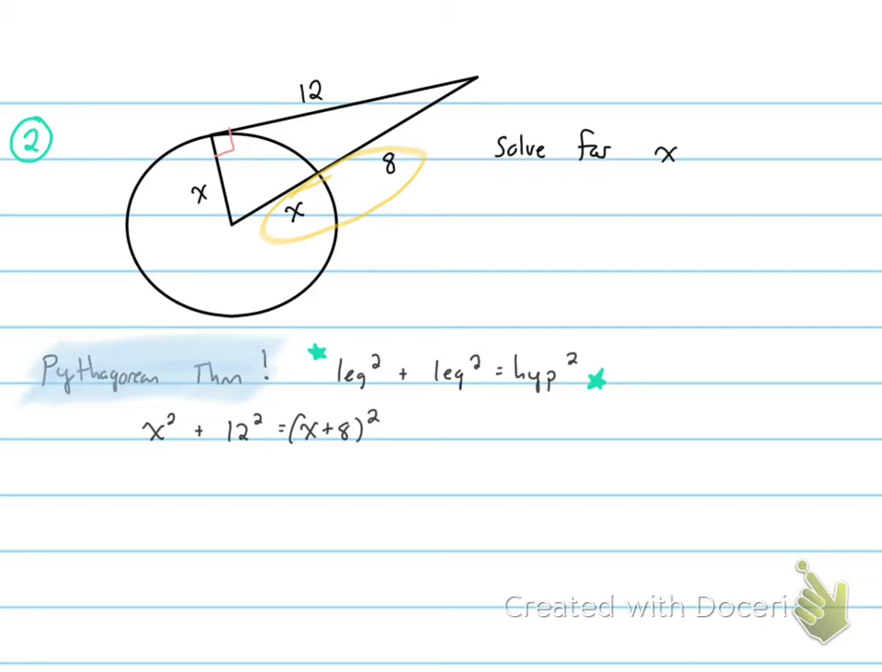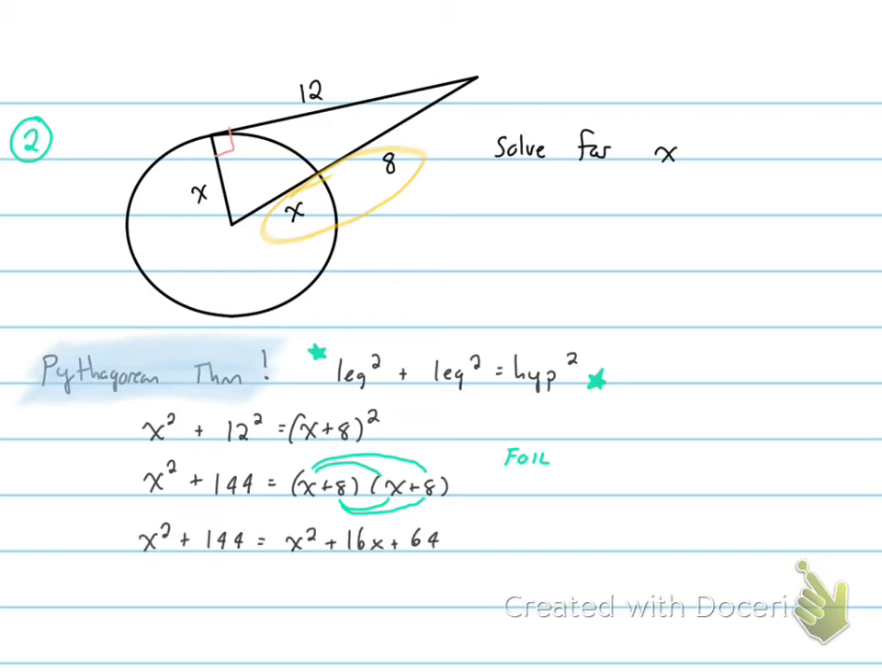To solve this, on the other side, I could do x squared plus 144, that's 12 squared. And I'm going to write out (x + 8) squared in both of its terms, so (x + 8) times (x + 8). Here, I would want to FOIL to get rid of the parentheses, and I'm left with this expression. Now, what's nice about this problem is that the x squareds are going to cancel on both sides, which will make this a lot easier to solve.